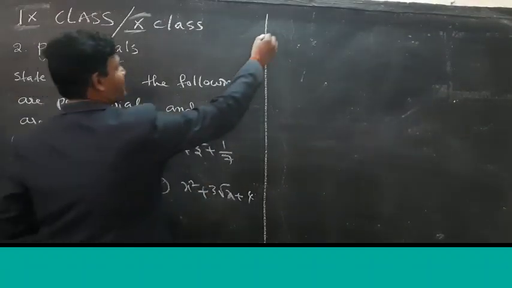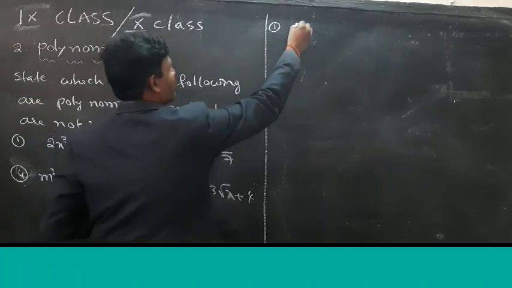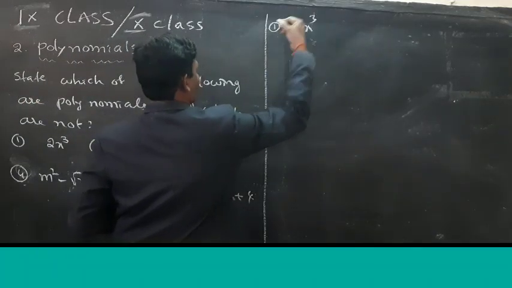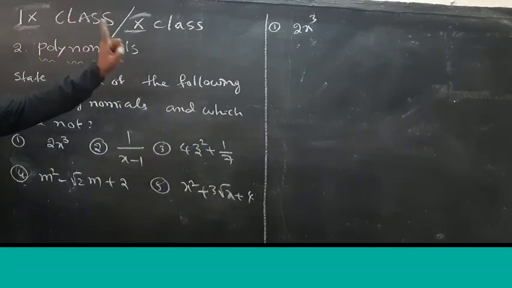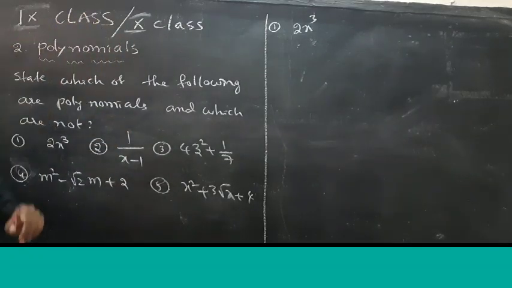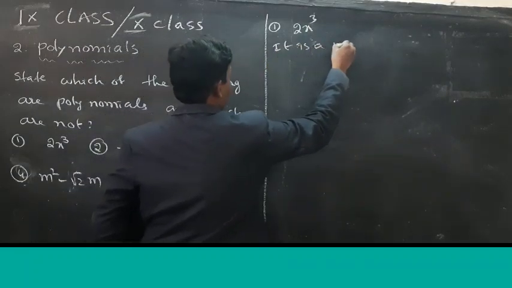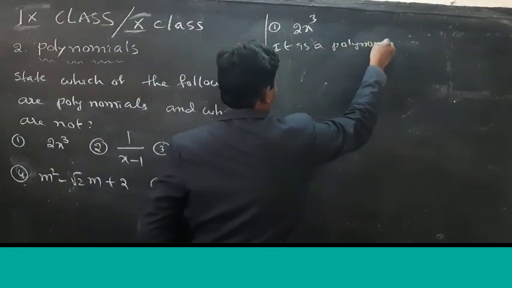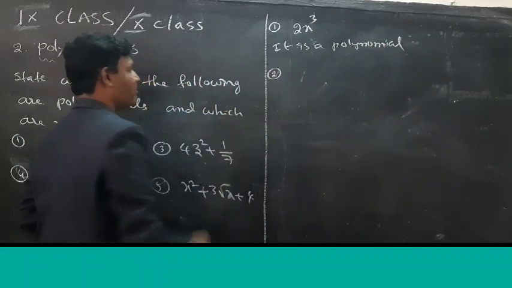Take the first question. What is the first question? 2x cube. Here, x is a variable. What is the power of the variable? 3. It means a positive integer. So 2x cube is a polynomial. What about the second question?